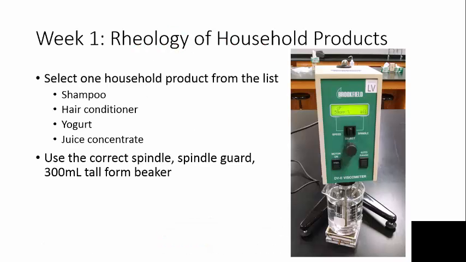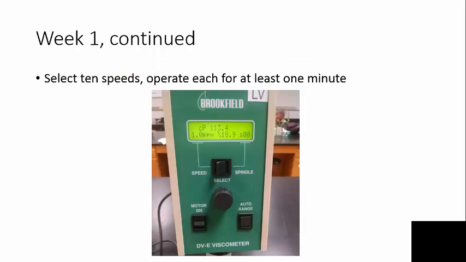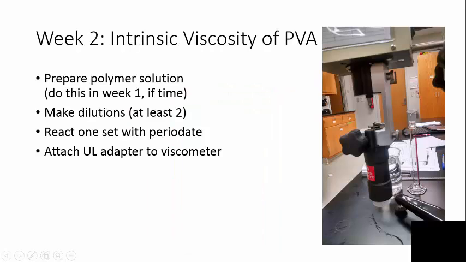So week 1, you're going to learn about how to use the viscometer. You're going to learn about rheology by looking at a common household product, and watch the video for how to use the viscometer. You'll look at 10 speeds, both increasing 1 minute each and then decreasing. So you'll see, is there a time dependence to the rheological properties of the material?